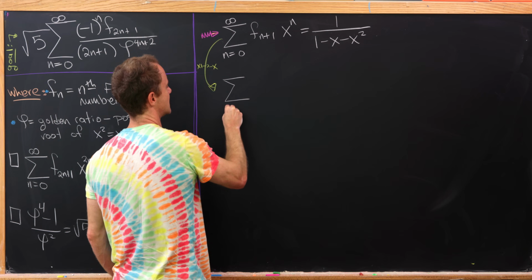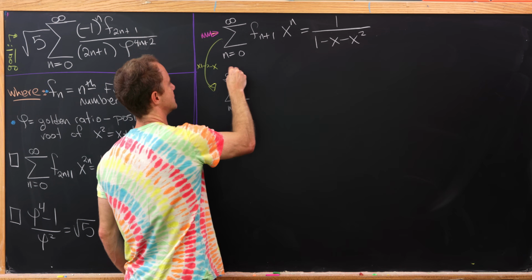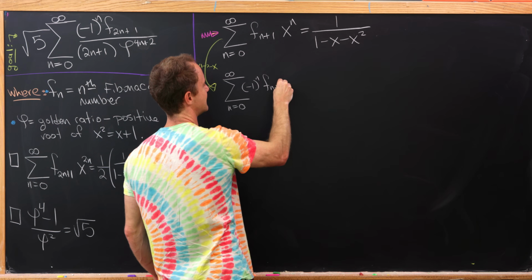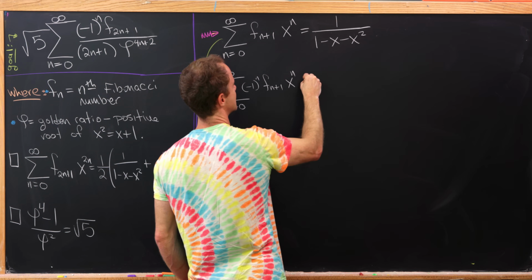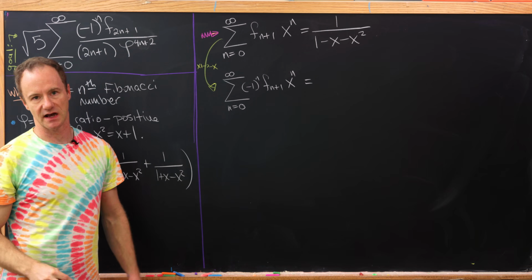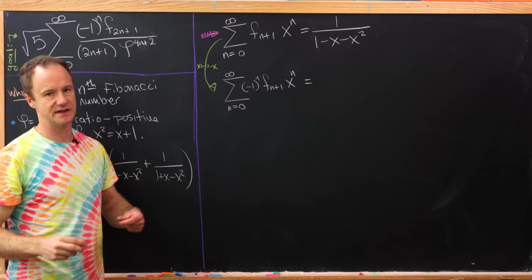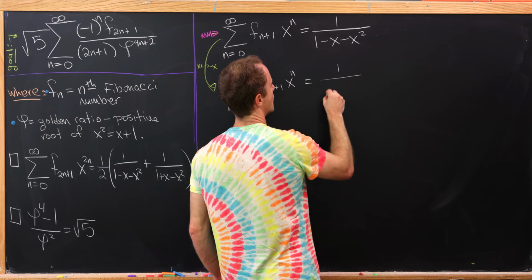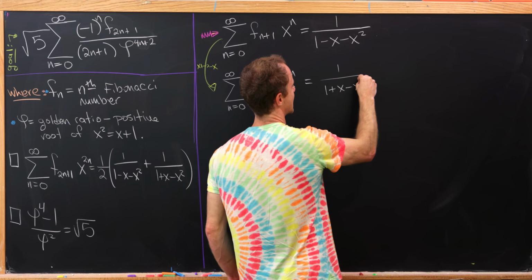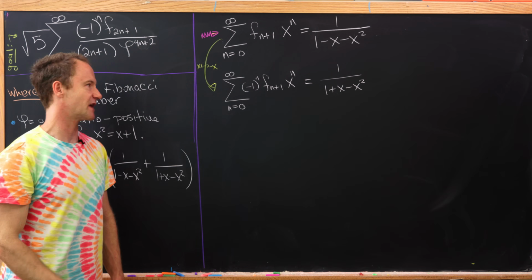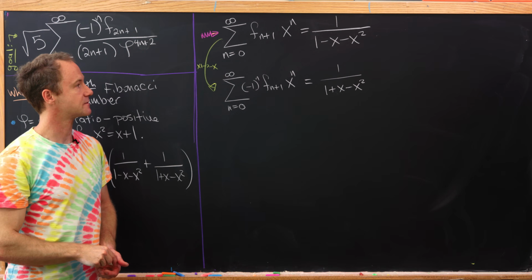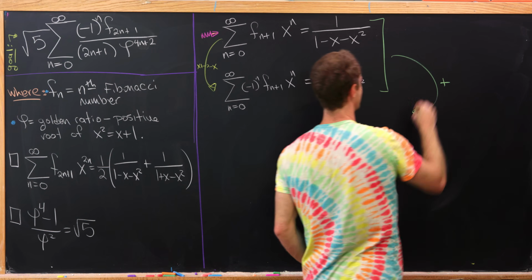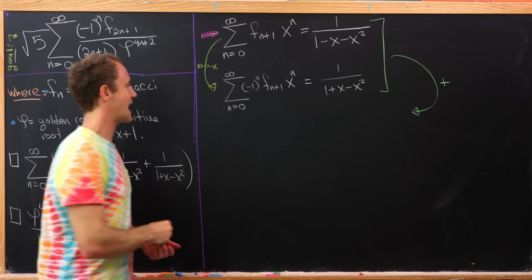So now we'll have the sum as n goes from 0 to infinity. We'll have minus 1 to the n times f sub n plus 1 times x to the n. So that's what we get on the left-hand side. I broke that negative x all to the n power into two parts. And then on the right-hand side, we'll have 1 over 1 plus x minus x squared, just because we've got even and odd exponents right there. So now what we'll do is take these two expressions and add them. So where does that leave us?